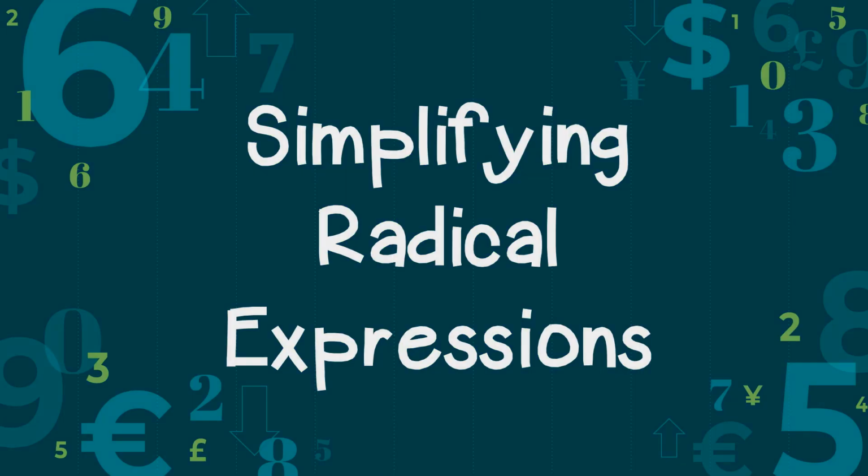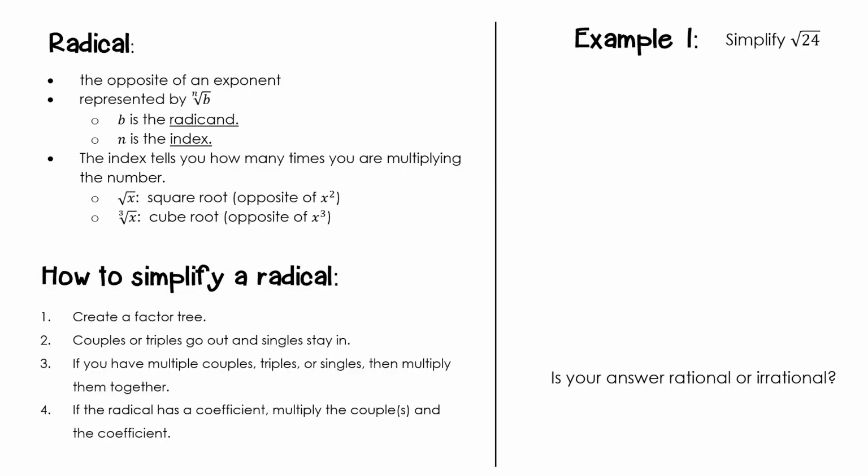This video is going to walk us through how to simplify radical expressions. So radical is the opposite of an exponent. We're going to look at two types of radicals, square roots and cubed roots. And you can tell the difference by the index. In a square root, you won't see the index there. It's going to be implied.